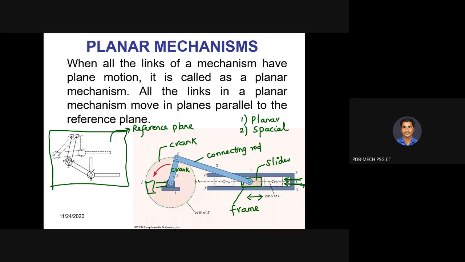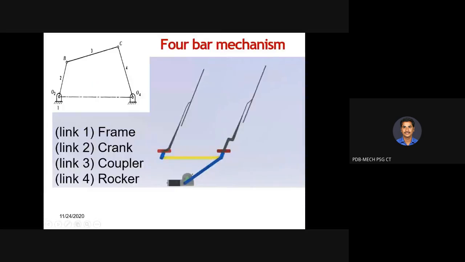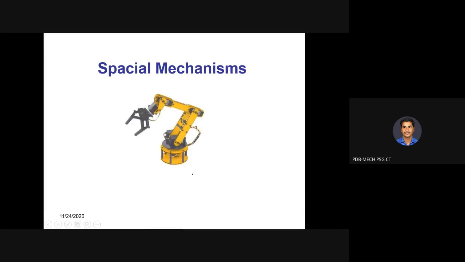So if you look at all the points in the mechanism, they are going to act parallel to the reference plane. That's why all these are called planar mechanisms. Okay, you can assume them to be in one plane. So in your syllabus, we are going to discuss all the mechanisms related to planar mechanisms. Another type is the spatial mechanism, but we are not going to discuss spatial mechanisms. Okay, so let me tell what is meant by a spatial mechanism.